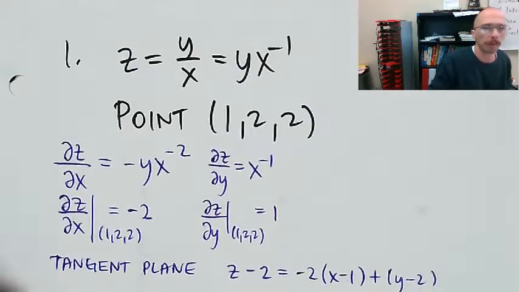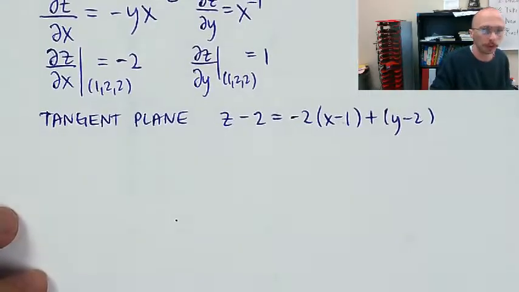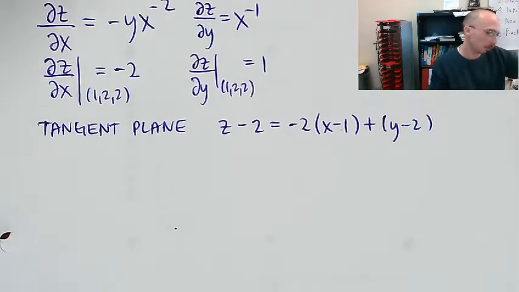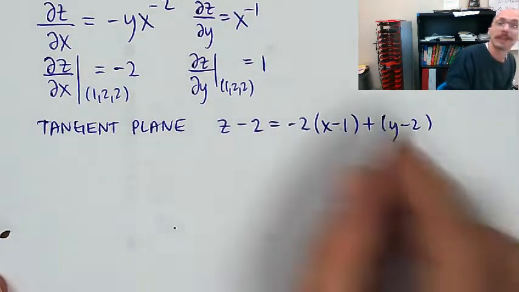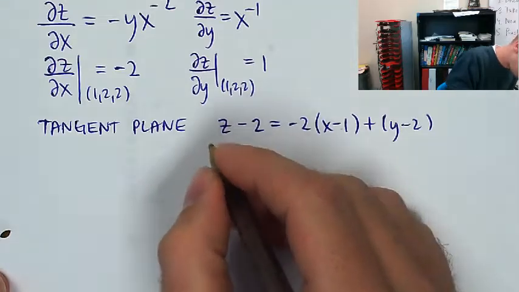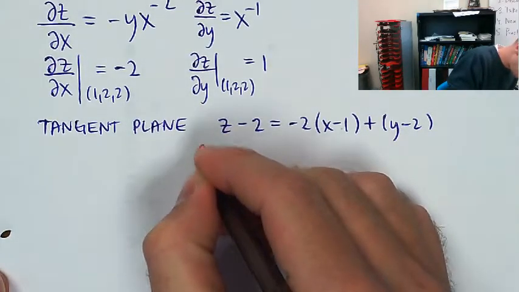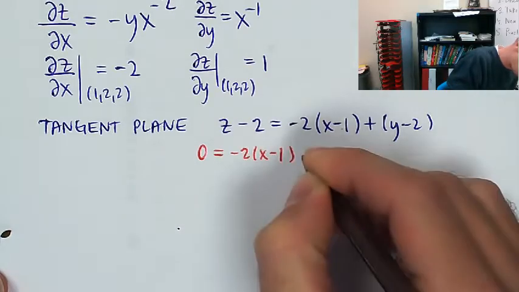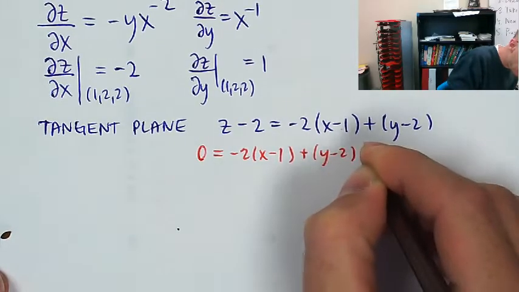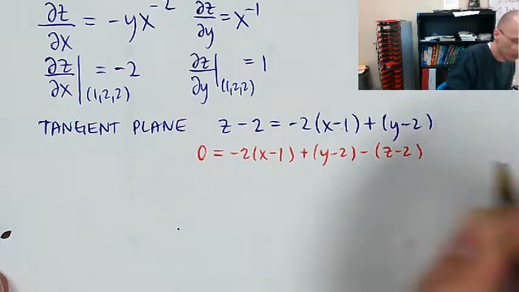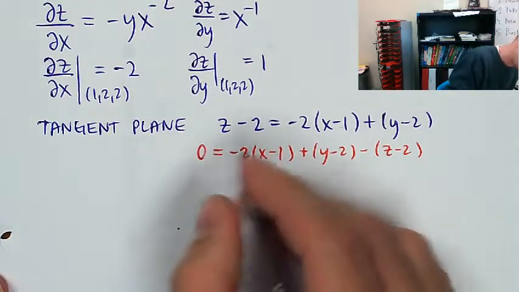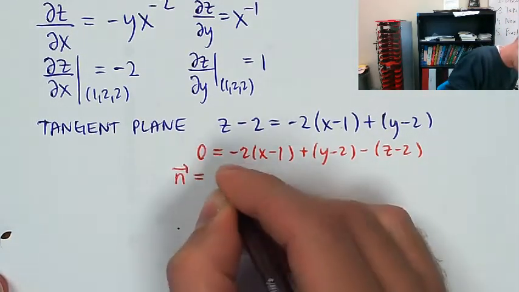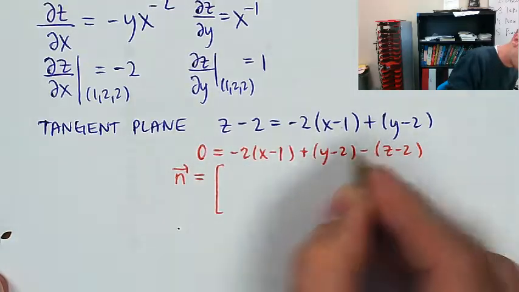Well, I know that the point is going to be the same. I'm still going to be using 1, 2, 2. What I need to do is get a normal vector to that plane, and that'll be the trajectory of my normal line. So what I'm going to do is set this thing equal to 0. To write it as a plane set to 0 would be negative 2 times x minus 1 plus 1 times y minus 2 minus 1 times z minus 2. Meaning that my normal vector is going to be the vector negative 2, 1, negative 1.